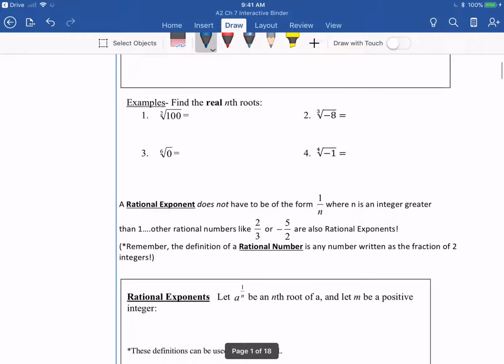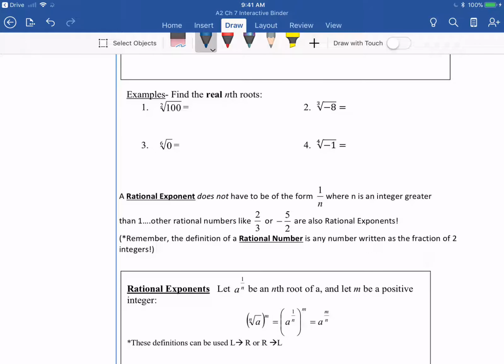Perfect. So let's keep going on here. Let's look at these examples. The real nth roots. So you have to look at the square root of 100. Is that a nice number? So you can look at those perfect squares in that row there and see that, hey, 100 is a perfect square and it's plus or minus 10 because this is even, so you do have the plus or the minus. Alright. Even means plus or minus.